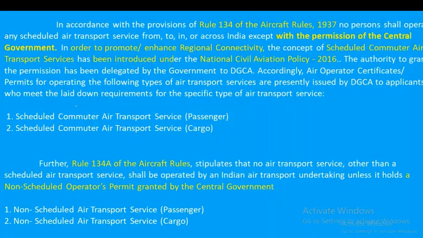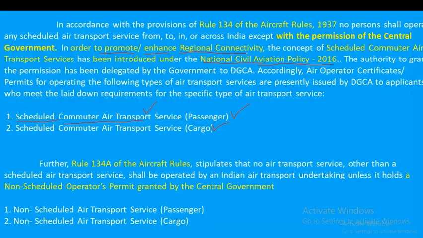Another type of operator is the scheduled commuter air transport operator. This type of scheduled air transport service operator is very recent. It came to India in recent years, in the National Civil Aviation Policy 2016. Why did this type of scheduled commuter air transport service come in? To promote and enhance regional connectivity.